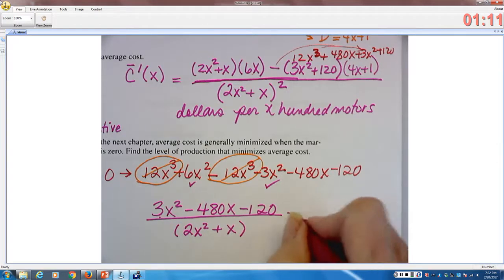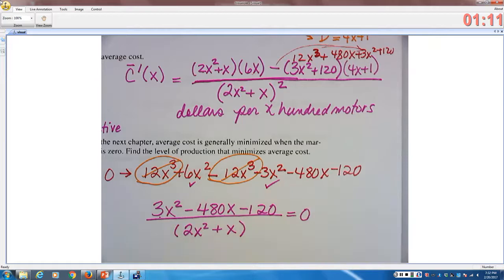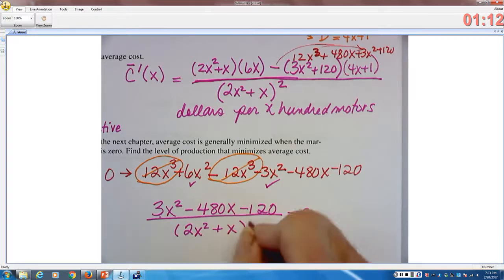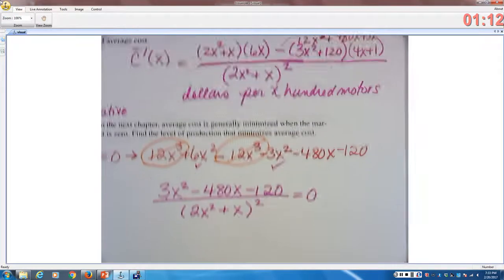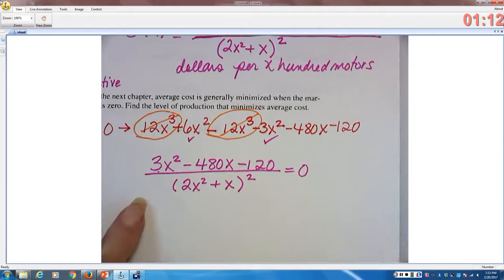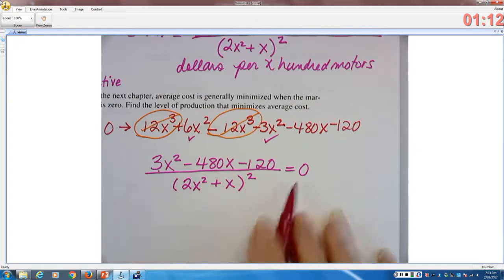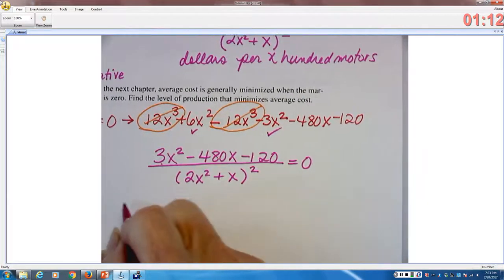And I need to set that equal to 0. The only way that's going to be equal to 0 is if my numerator is equal to 0. It doesn't matter what the denominator is, as long as the numerator is equal to 0. So the denominator's still squared. I'm tending to dismiss it at this point because it doesn't have any bearing on what we get here. So if this is only true if the numerator is equal to 0, then that's what we want to solve for.